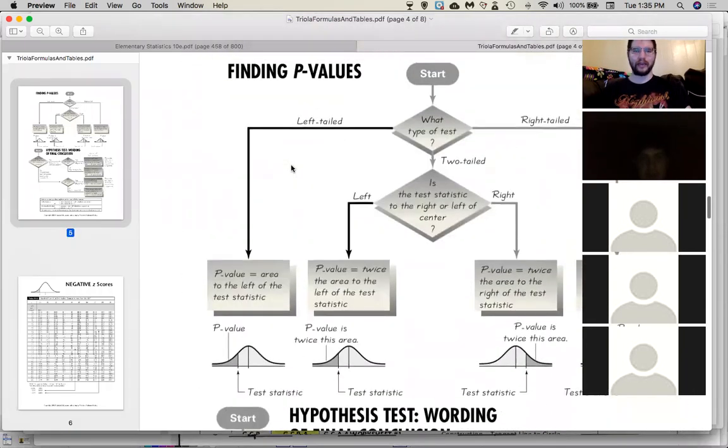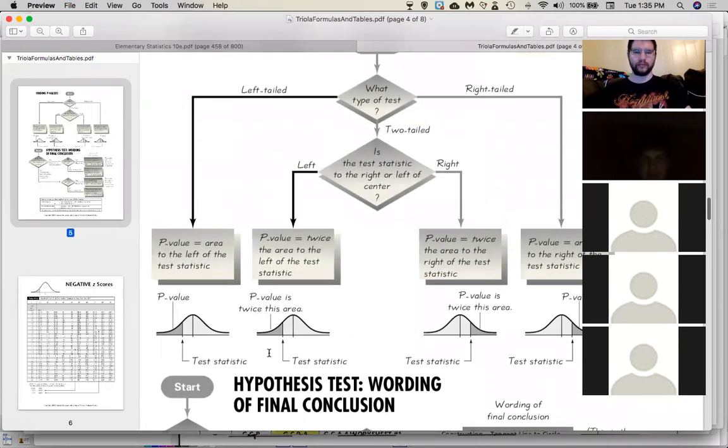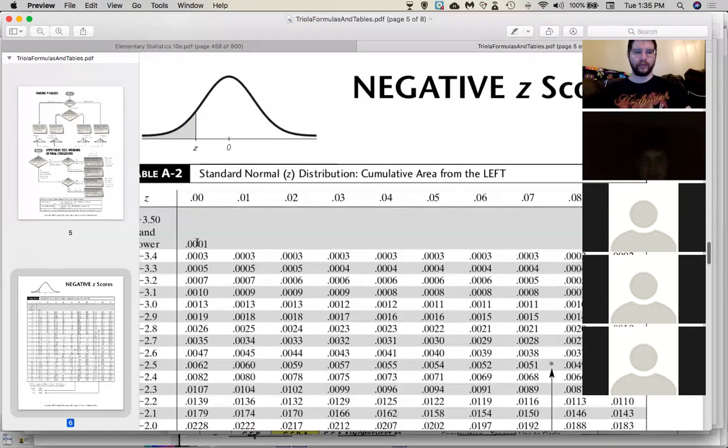So it depends on what kind of tail we're dealing with. We have a left tail, right tail, or two tail. And here's a pictorial representation of each situation. So if we had a right tail, after we looked up the number on the chart, let's say we had a right tail instead of 0.0001, to get the area to the right of it, since there's a whole 1 for the entire probability, we do 1 minus this value right here. So it would be 0.9999. That would be the area to the right.